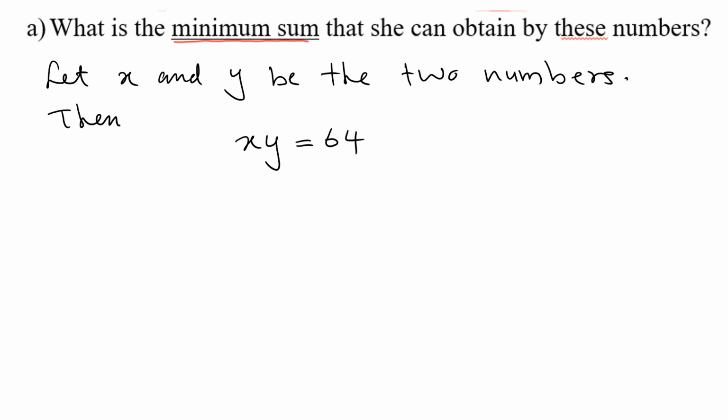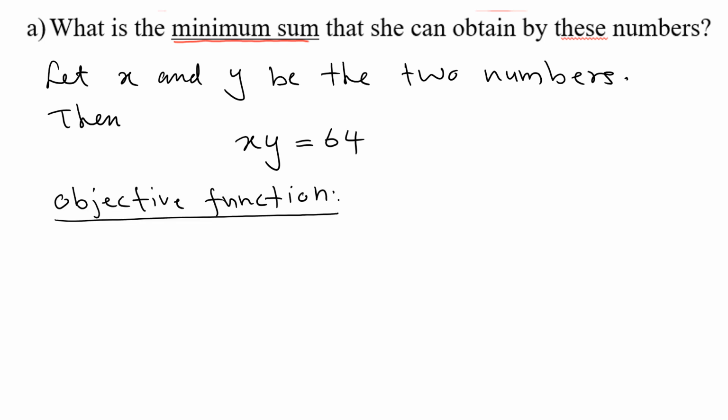Now let's write the objective function. The objective function in this case is the sum, and we can use s for that, a very meaningful letter. So the sum is x plus y, and that is the one we try to minimize. You notice that there are two variables here, and with two variables you cannot find the maximum or minimum in calculus 1. It's a calculus 2 topic.